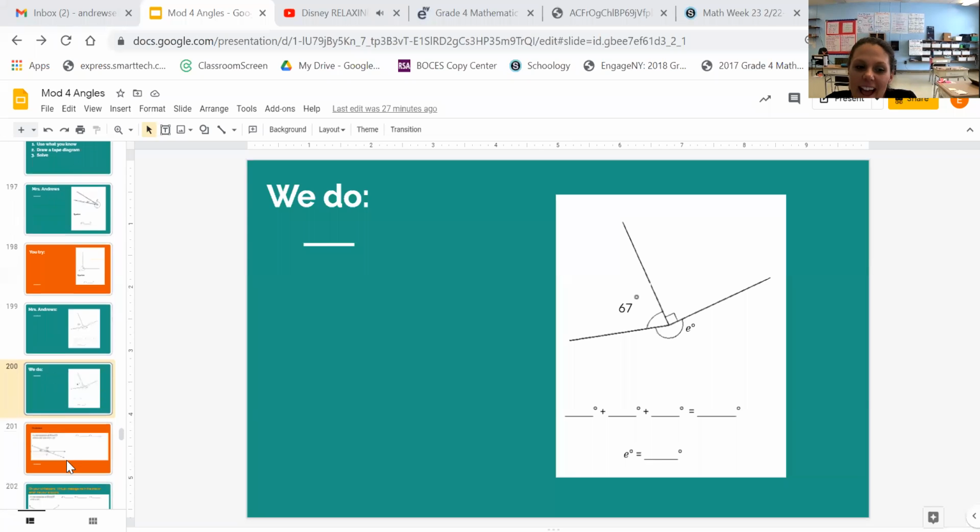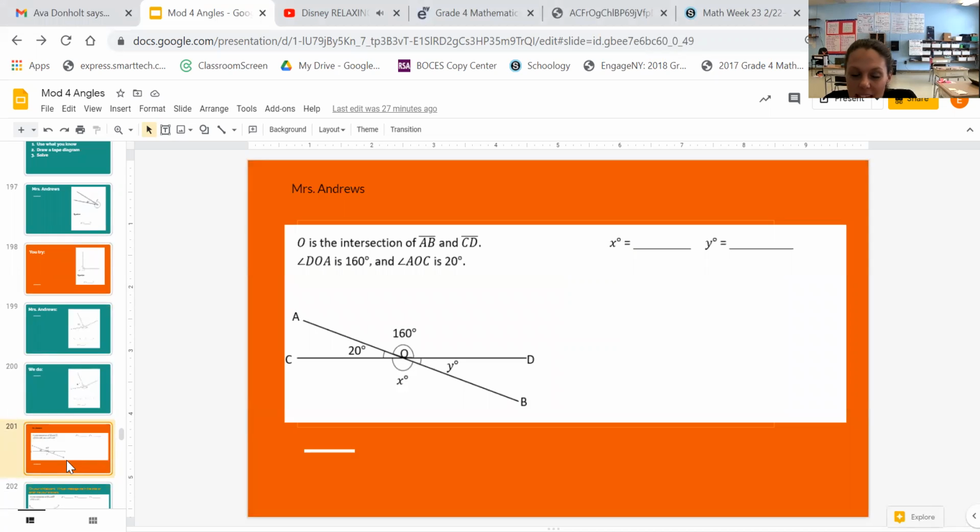All right, we're stepping it up even higher now. We're going to look at these angles. And when you look at this, oh my, it looks like a lot of information. O is the intersection of AB and CD, which means they cross there. They meet right here at O. Okay, great. That also tells us that when they cross or meet, they're not making a 90-degree angle. They're not perpendicular. I know that angle DOA, so let me show you, here to here is 160 degrees. And I know angle AOC is 20 degrees. Okay?